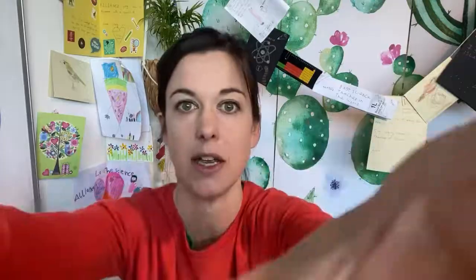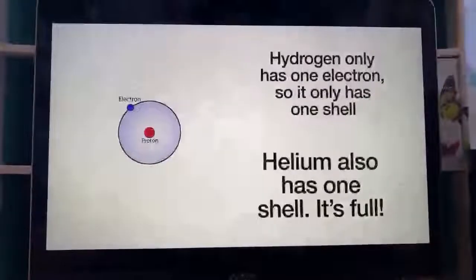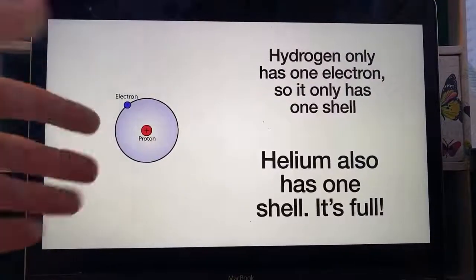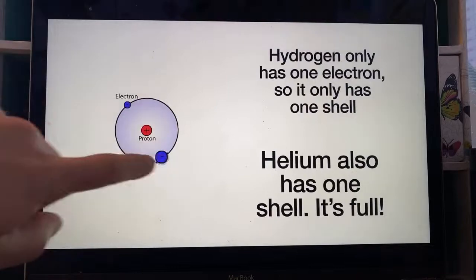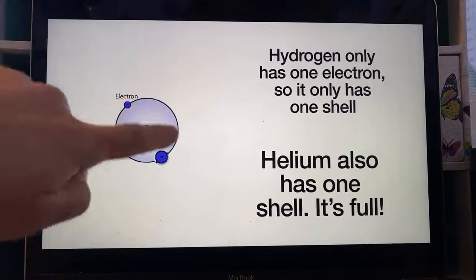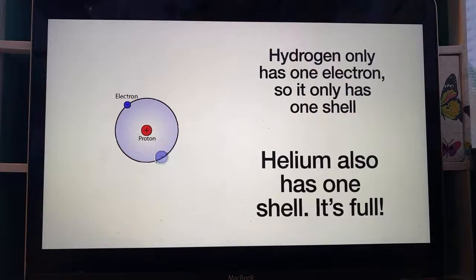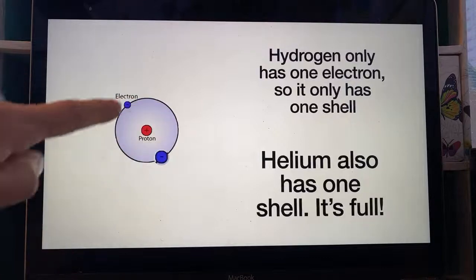So hydrogen is the most simple atom that you can get. It's just one proton with one electron whizzing around it. Hydrogen only has one shell because it's only got one electron, so it only needs one shell. But helium also has one shell, but its shell is full, okay? So this is how you would draw an atom of helium. That's an atom of hydrogen. That's an atom of helium. We're just going to ignore the protons. But then this shell is full.